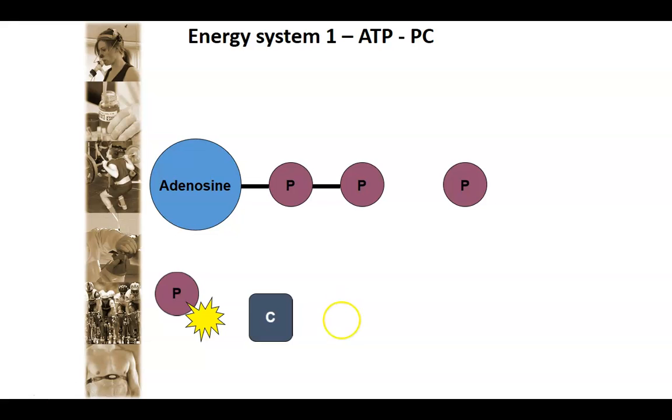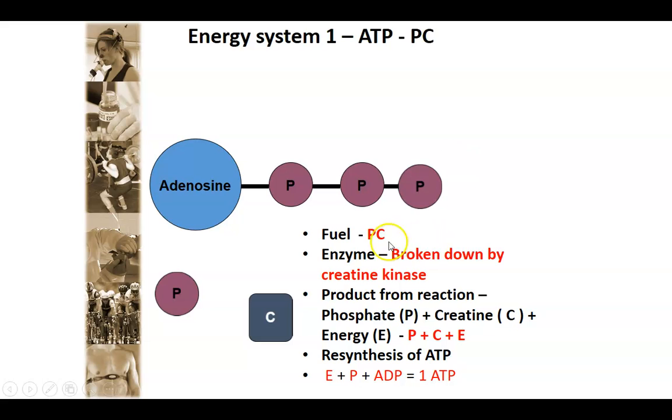So what happens now is, we have energy, we have a spare phosphate, so E plus P plus ADP creates ATP, and therefore we can now have a muscular contraction again, because we have this energy currency, we have this only usable source of energy, we have ATP now, due to the breakdown of phosphocreatine, hence why it's called the ATP PC system. So what we need to know, the fuel used in this system is phosphocreatine, or PC.